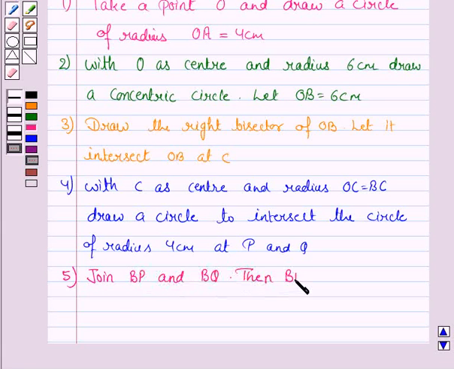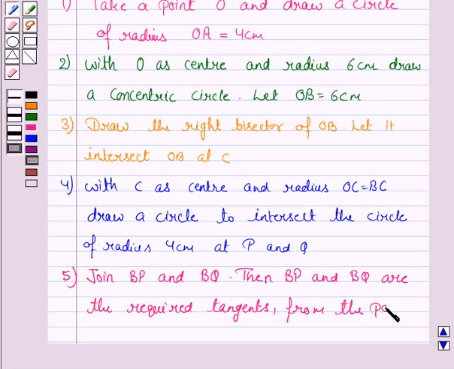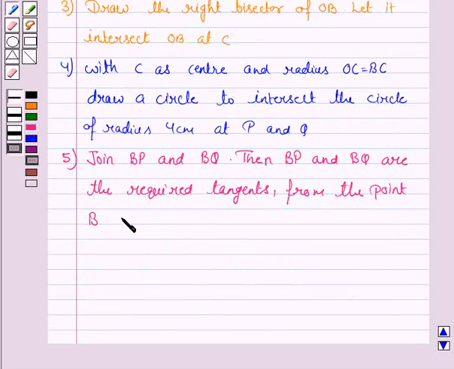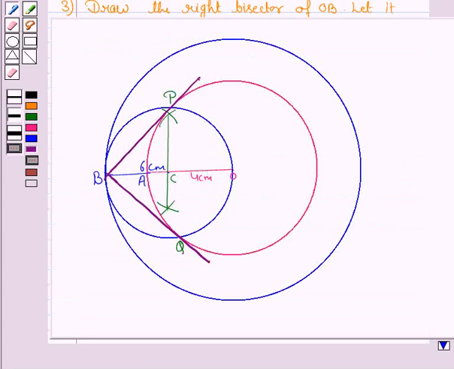Then BP and BQ are the required tangents from the point B on the circle of radius 4 cm. So we have joined BP and BQ, and BP and BQ are the required tangents.